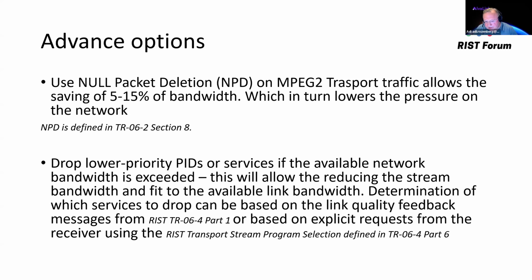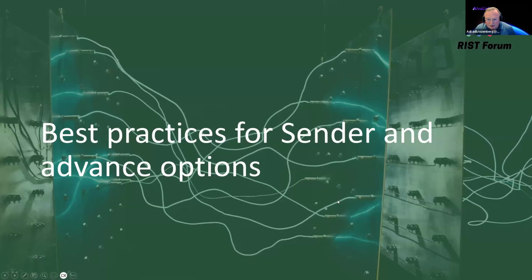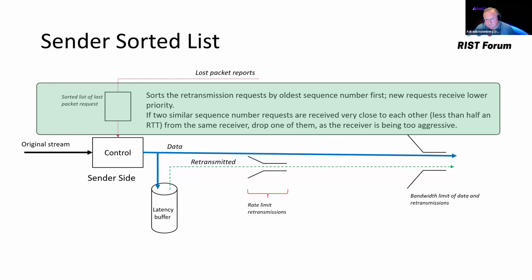So basically, what we do, we take those services or PIDs, we nullify them, convert them to null packet deletion, and the specification for that is in TR-06 Part 6. So, best practices for sender and advanced options. So this is a model of a sender.